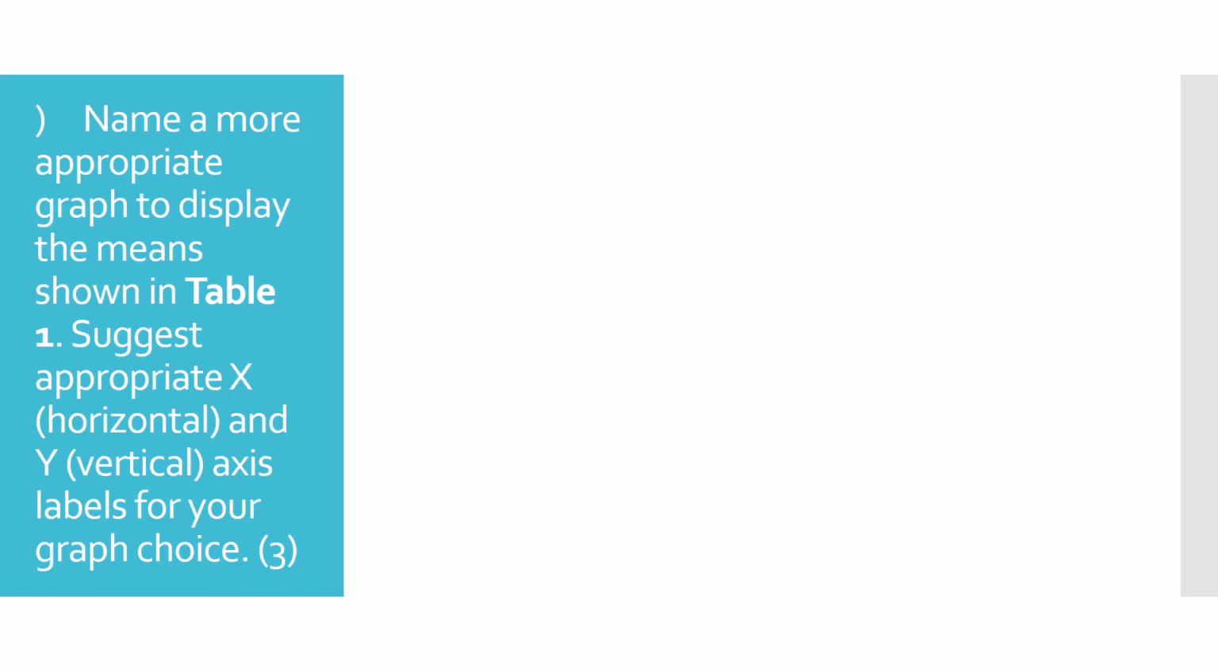Name a more appropriate graph to display the means. Suggest an x and a y axis of your choice. Bar chart was more appropriate because it's discrete data. With or without music must be one of your labels, and the mean average time in seconds must be another one of your labels. It doesn't matter which is x and which is y. It must say with or without music, and it must say mean or average time to run 400 metres in seconds. All of that's really important.